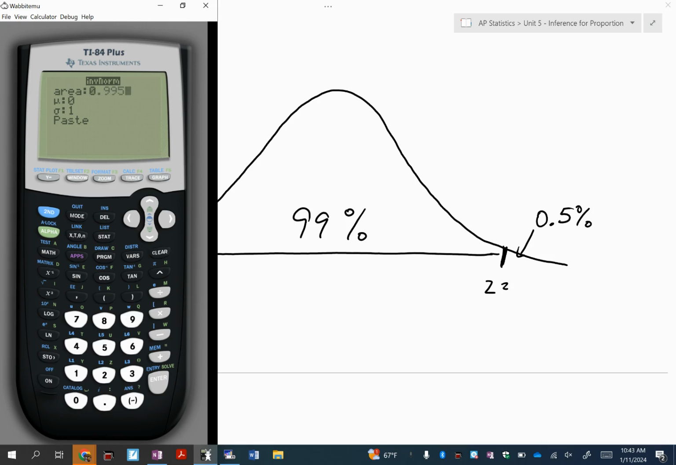All right? I teach students to just do the one that's to the left of the number on the left, so I'm typing in that. All right, if you scroll down to paste and hit enter, this right here, again ignoring the negative, is my z-star for 99% confidence. So you can always do this to find it. Did I do something too fast? I'm sorry. 2.576.